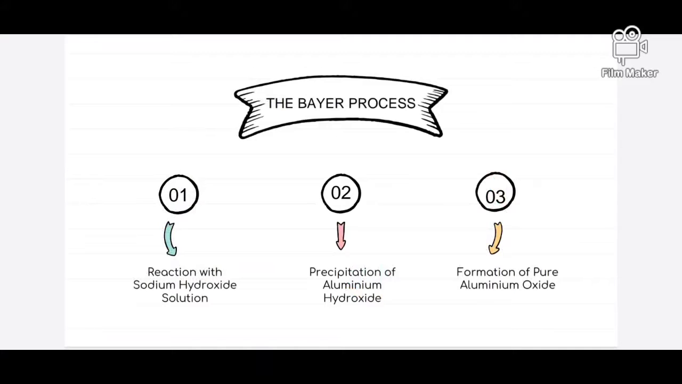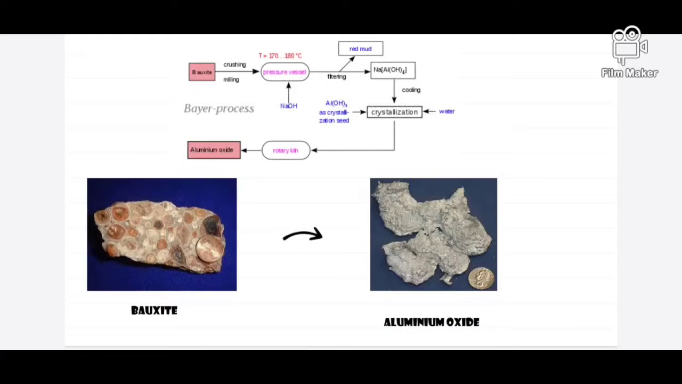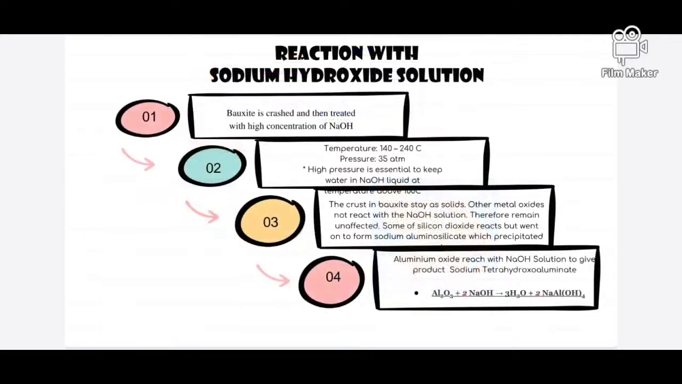There are 3 steps in the Bayer process. First, reaction with sodium hydroxide solution. Second, precipitation of aluminium hydroxide. And third, formation of pure aluminium oxide. So this is the overview of the process which changes bauxite to aluminium oxide. Firstly, what is bauxite? Bauxite is a rock formed from a reddish clay material called laterite soil and is most commonly found in tropical or subtropical regions.